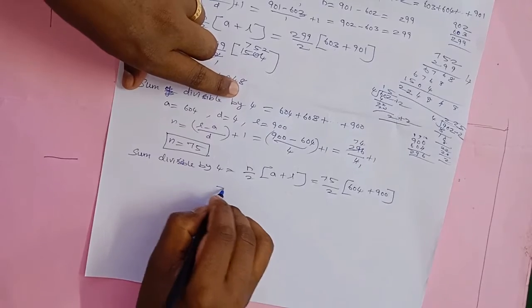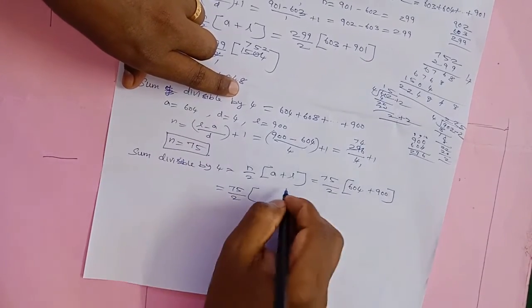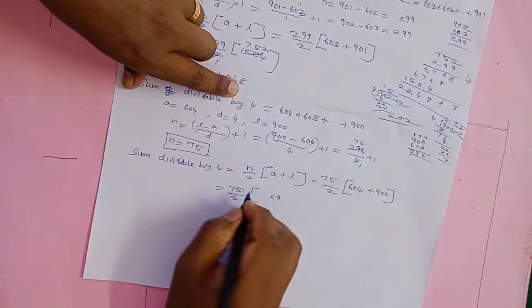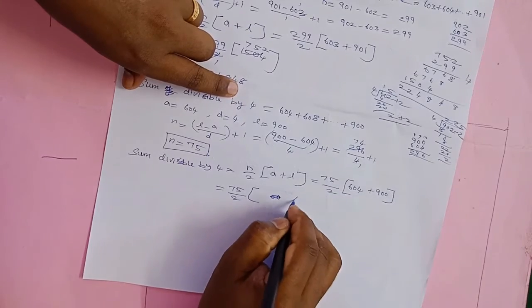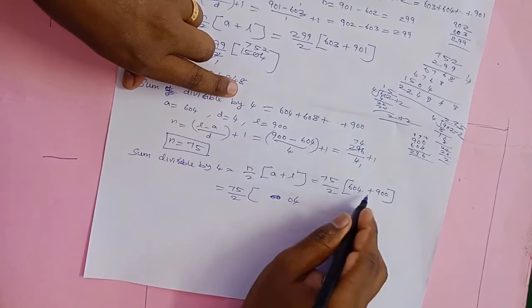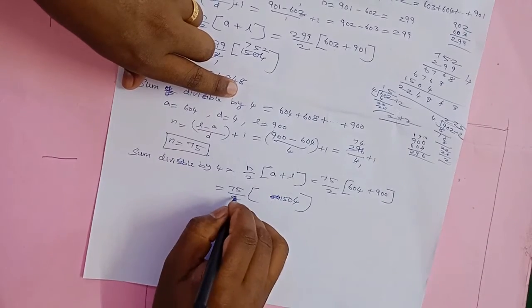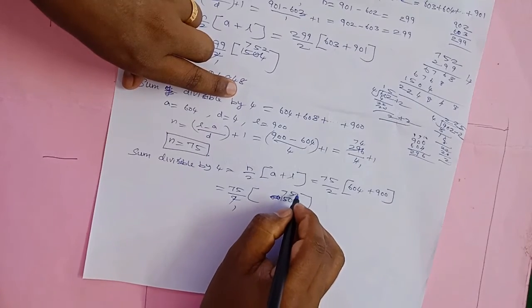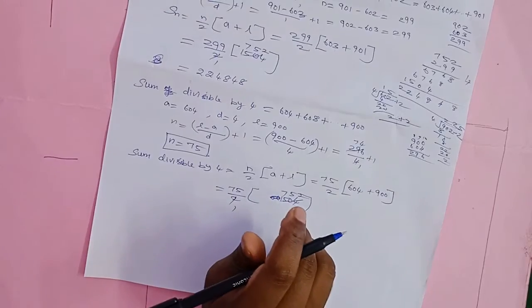Which is equal to 75 by 2 into, add the values: 4 plus 0 is equal to 4, 0 plus 0 is equal to 0, 6 plus 9 is equal to 15. So 1504. Divided by 2: 1, 2 is 2, 7 2s are 14, remaining 1, 5 2s are 10, and 2 2s are the same, 752. Here it is 75 into.